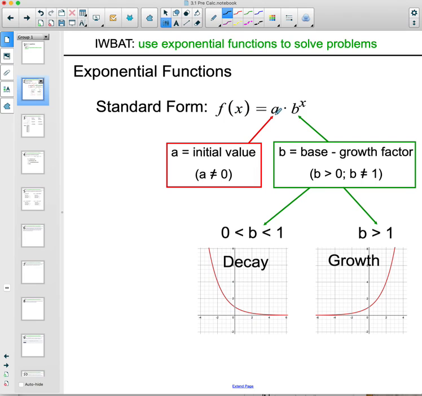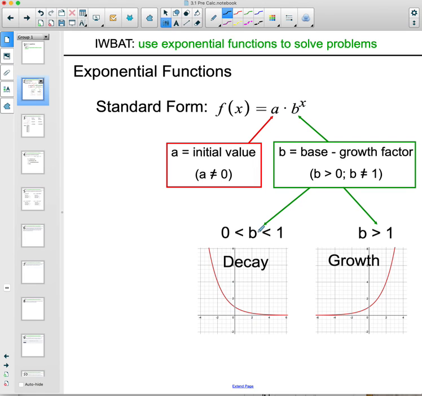So standard form of an exponential is that you would have a, which is some initial value, times b to the x. So b would be your base amount. It's also called a growth factor. Your variable is going to be in the exponent for exponential functions. So a cannot be 0 because otherwise this entire thing would get canceled out. Your base amount cannot be a negative number, so b has to be bigger than 0. And it also can't equal 1 because if it was 1 and you do 1 squared, 1 cubed, all of those are 1. So this would just flatline. Okay, so a can't be 0, b has to be bigger than 0, and can't be 1.